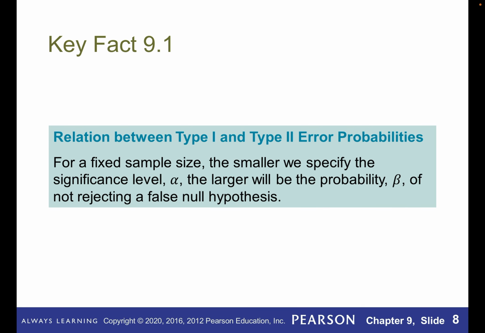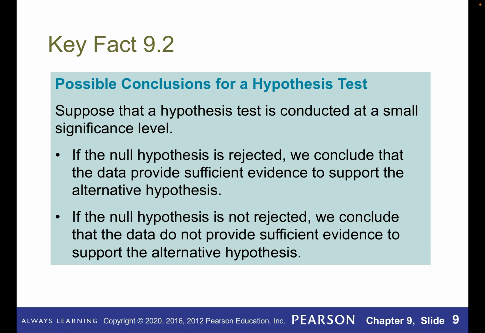So there's a trade-off between the significance level and beta. The smaller the significance level, then the larger will be the probability of a type 2 error. And we will say later on how to use the data to inform our decision.